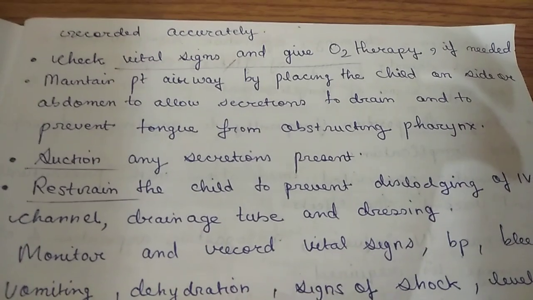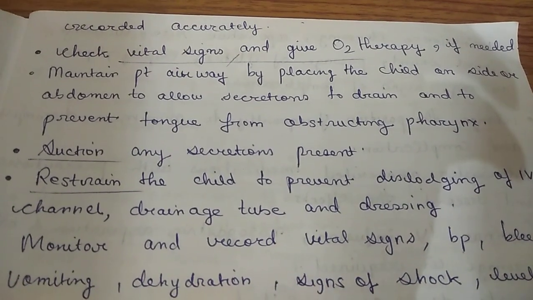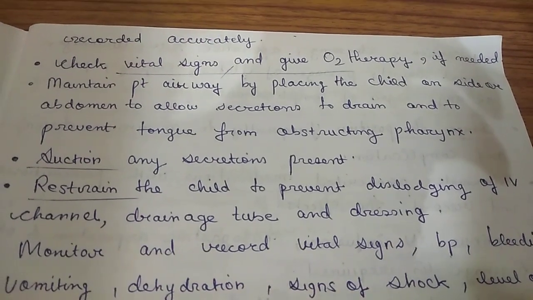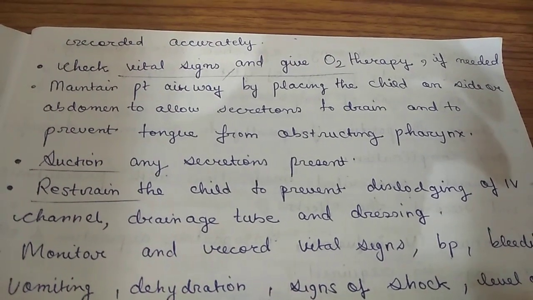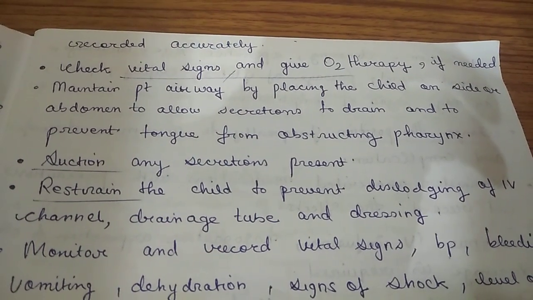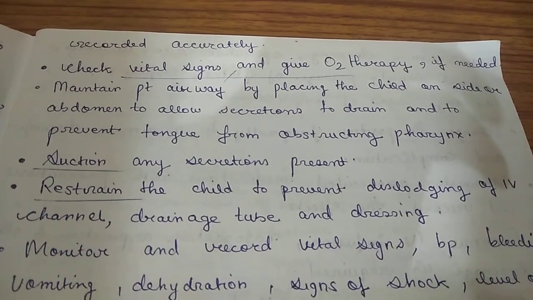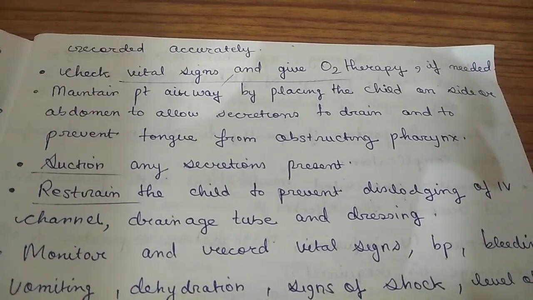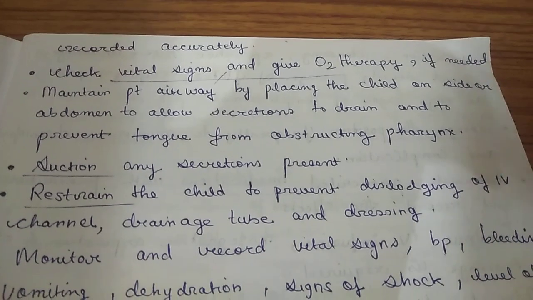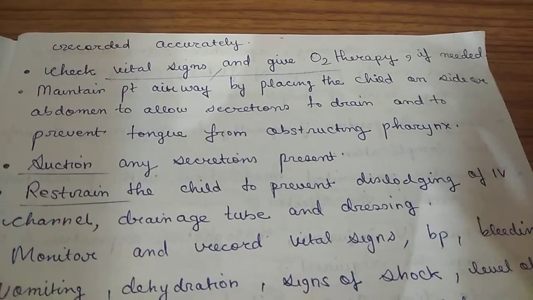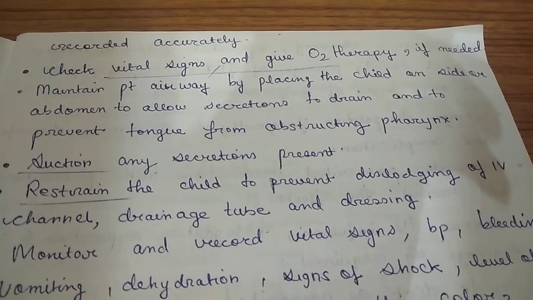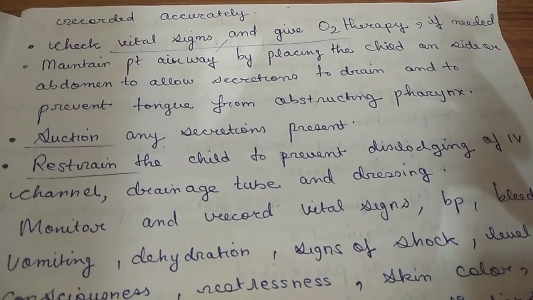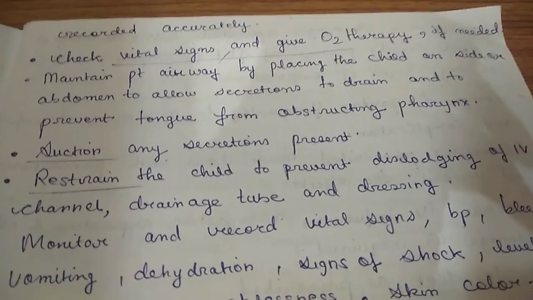So first we have seen that all the necessary information about the operation, we are supposed to record it in the case sheet, and next we are supposed to check the vital signs and give O2 therapy if needed, and then we will see if the patient airway is clear, and also we will place the child in side-lying position, okay, to drain out all the secretions, so that no aspiration will take place and no obstruction is there in the pharynx. So next point is suction any secretions if present. So if draining out is not working, then we will be doing suctioning.